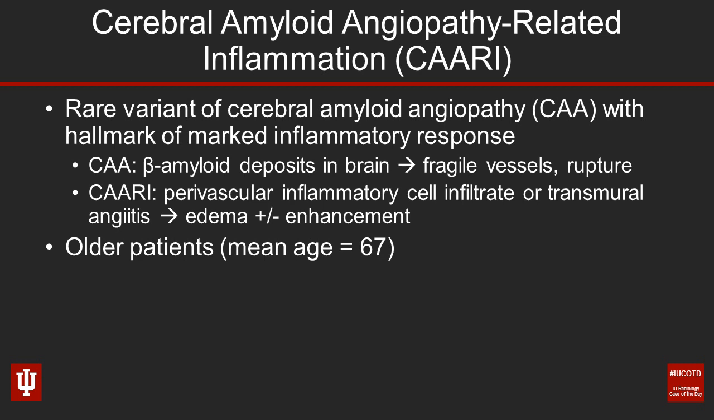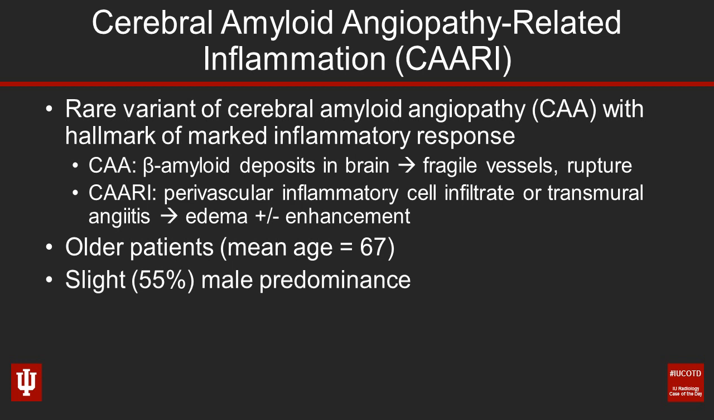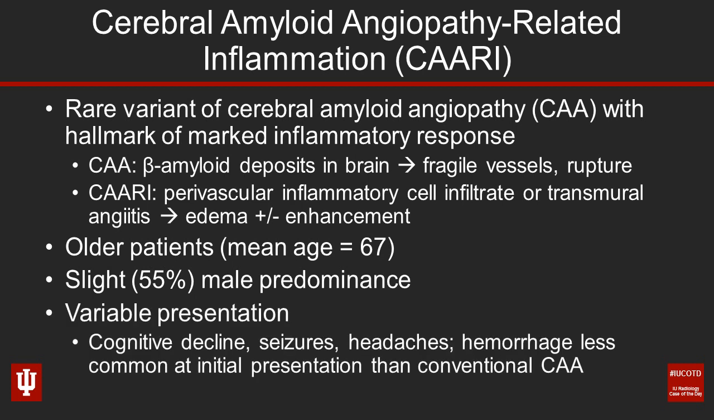This is not a diagnosis that I entertain in patients under the age of 65. I'm sure there are some outliers in their younger 60s that have it, but in general, this is a disease of older patients. Just like conventional cerebral amyloid angiopathy, this has a slight male predominance, about 55% of the time seen in men. And this has a variable presentation.